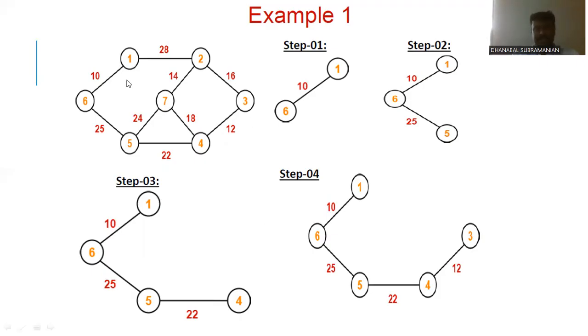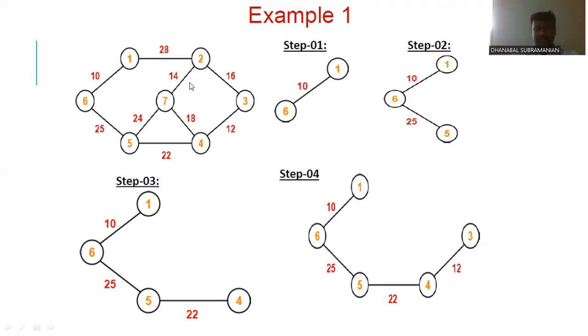Step 1: find only the minimum edge cost value. Here, 1 to 6 with 10 is the minimum edge cost value. Next, you have two possible paths from 1, 6. The edge 1 to 6 is already completed with cost 10. The next possible edge is 6 to 5 with cost 25, and 1 to 2 with cost 28. Now you choose the minimum edge cost value, which is 6 to 5, 25.